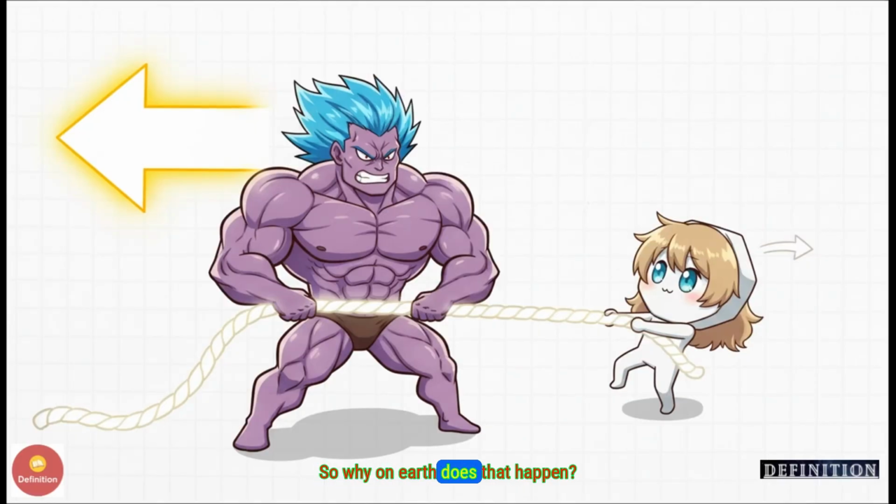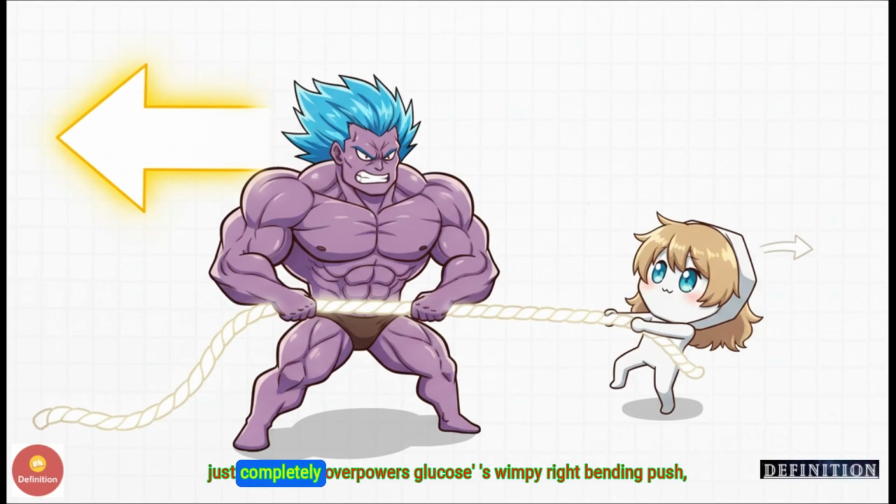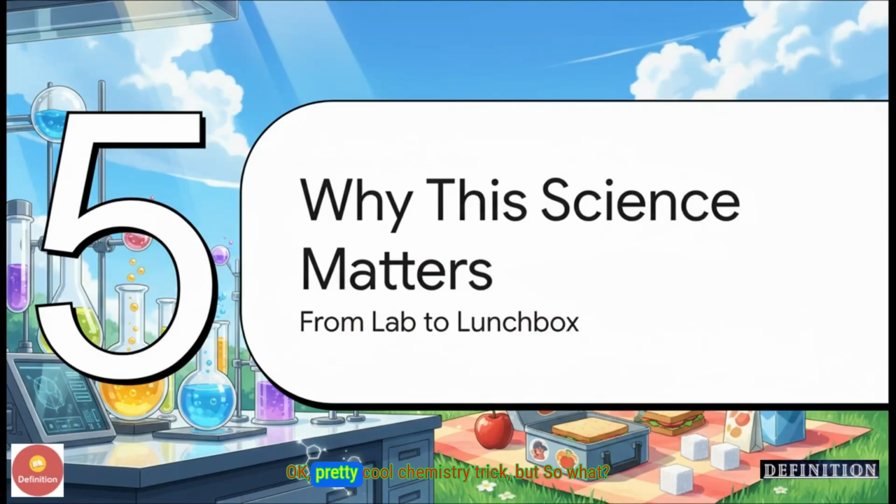So why on earth does that happen? Well, just look back at those numbers. Glucose has a pretty weak positive rotation, right? But fructose? Fructose is an absolute powerhouse of negative rotation at a massive minus 92 degrees. So once they're separated, fructose's powerful left-bending pull just completely overpowers glucose's wimpy right-bending push, and the whole mixture flips to negative.